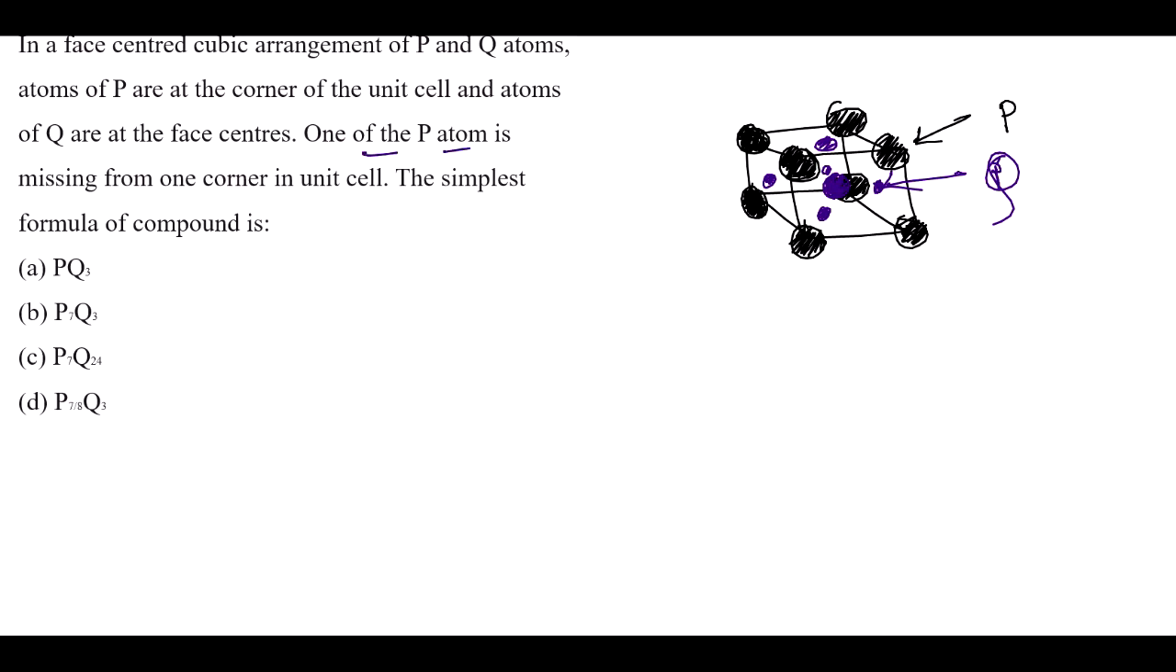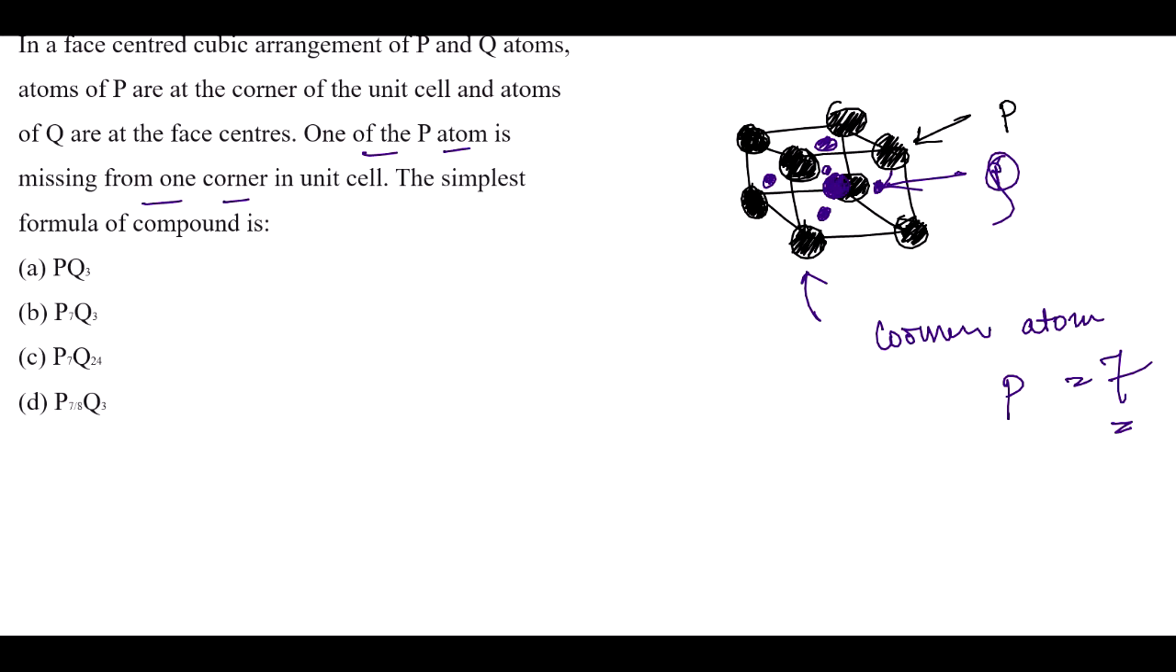Now one P atom is missing from one of the corners. At first the total number of corners was 8. Now the number of P atoms becomes 7, because from 8 corners, one atom is missing. Then the simplest formula would be, but Q is at the face.